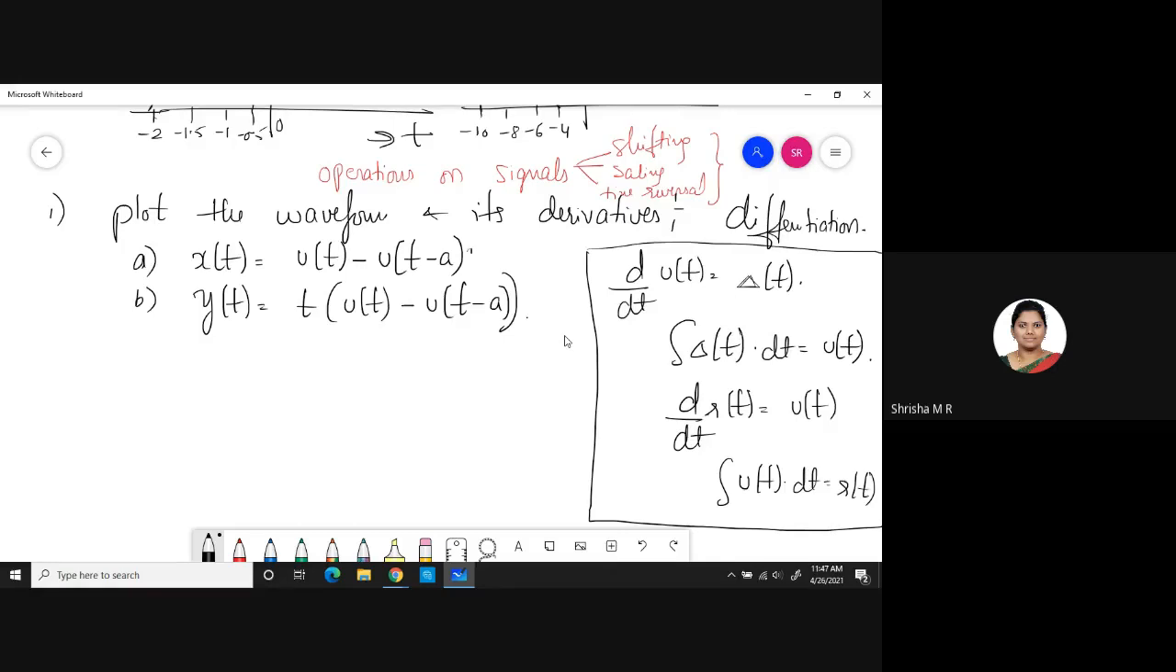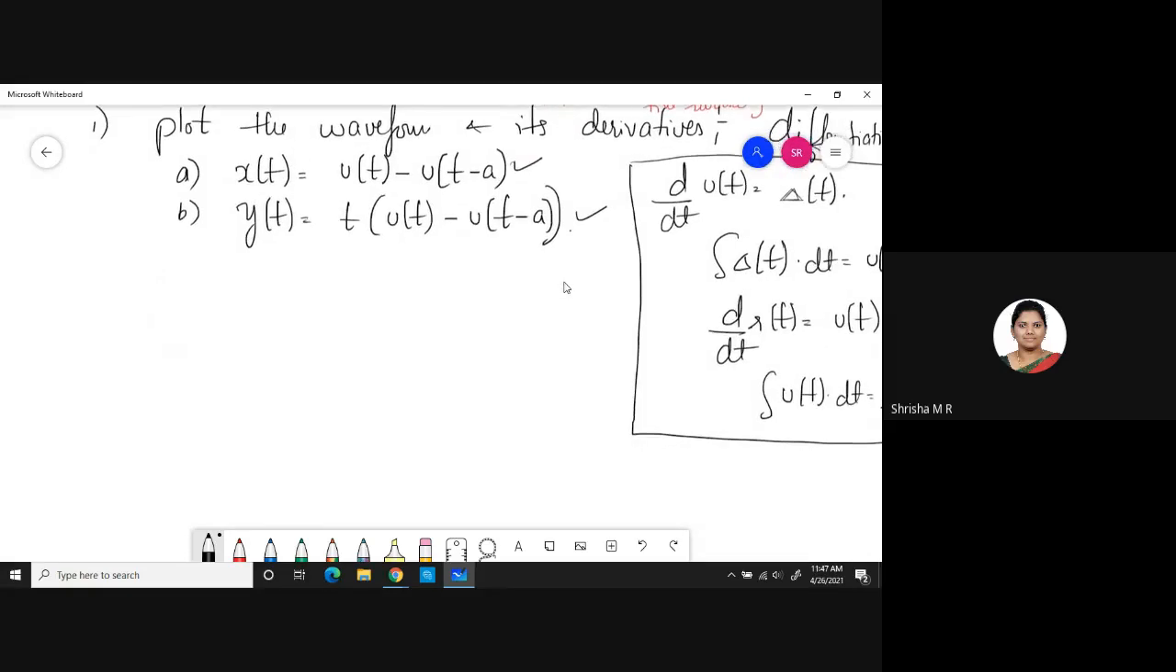So first we'll plot these two, then we'll find the derivative of this and plot the derivative also. You'll be asked such type of problems in your exams and all. So first we'll see what is u of t. We know what u of t is. It is a unit step signal. It will start from 0 and go up to infinity with an amplitude 1. Correct? Continuous time unit step.